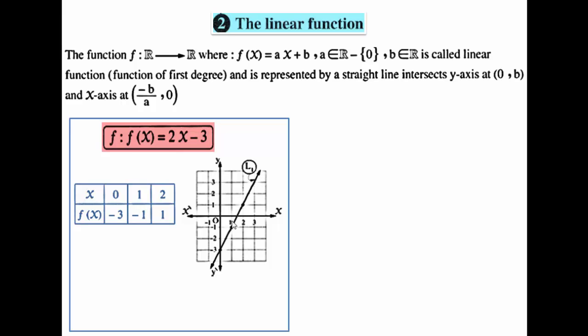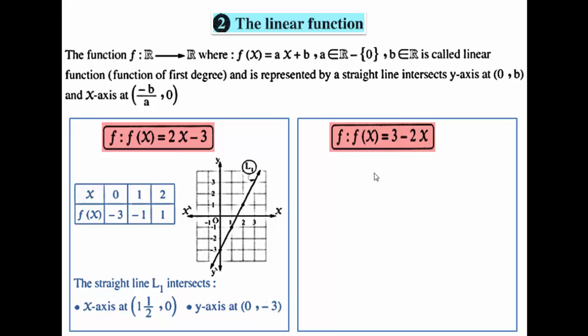And draw a straight line passing through these 3 points. The straight line L1 intersects the x-axis at 1.5 and 0, and the y-axis at 0 and negative 3. Again, the straight line L1 intersects the x-axis at this point: 1.5 on the x-axis and 0 on the y-axis. The ordered pair will be 1.5 and 0. The point which intersects the y-axis is negative 3 on the y-axis and 0 on the x-axis, so the ordered pair is 0 and negative 3.